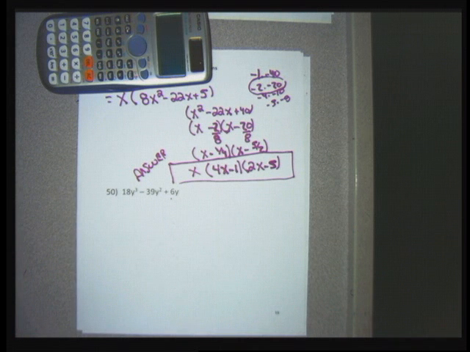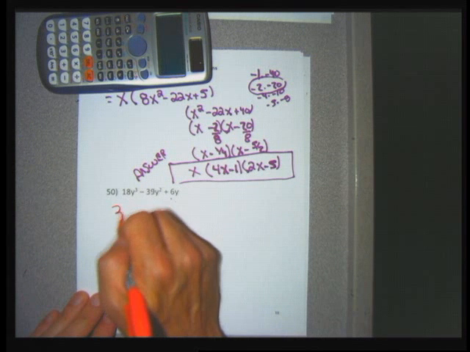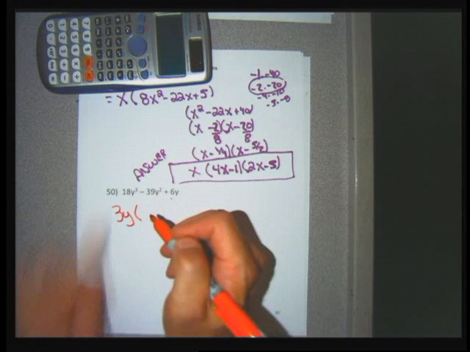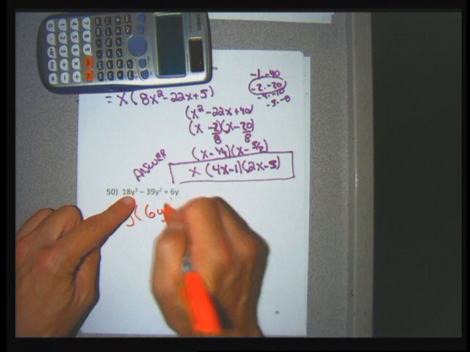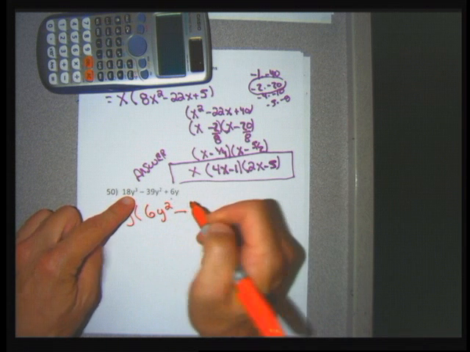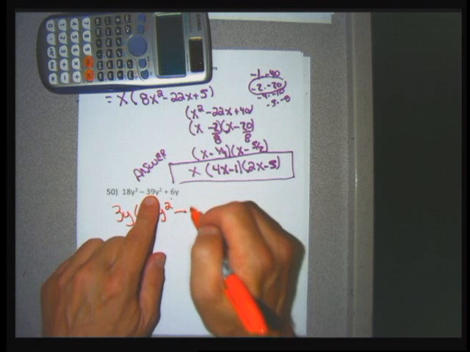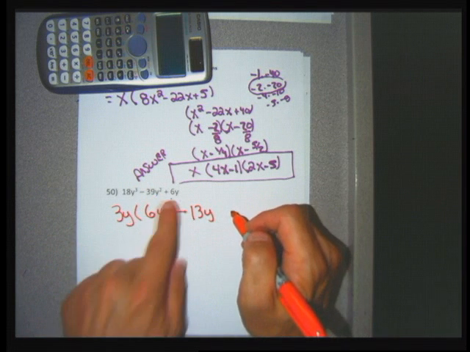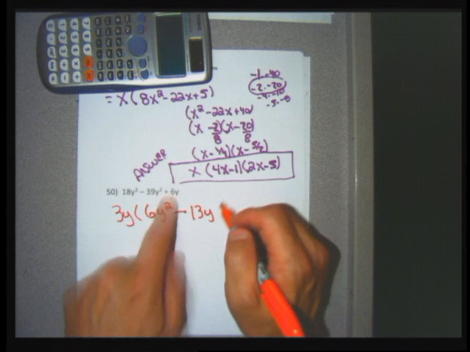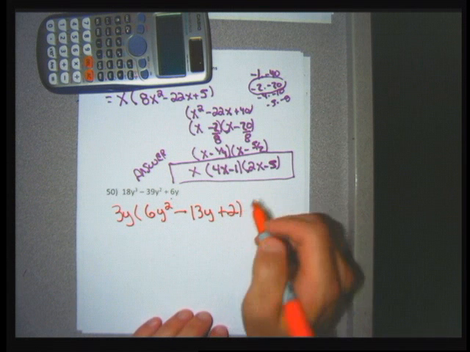Problem 50, each of the terms has a y, each of the numbers is divisible by 3. I'm going to factor out the common factor of 3y. I'll divide 18 by 3 and get a 6, take one of the 3 y's away, be left with a y squared, bring down my minus, divide 39 by 3 and get 13, take one of the y's away and be left with a y. From the 6y, I'll divide it by 3 and take the y away and be left with a 2.